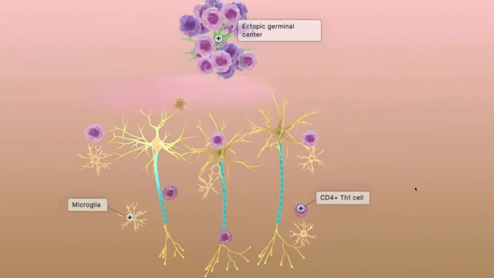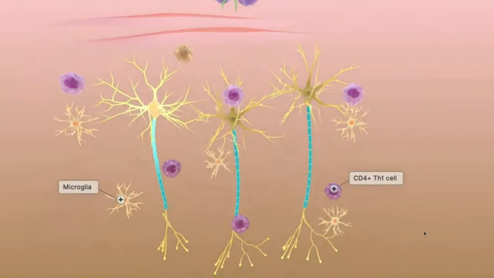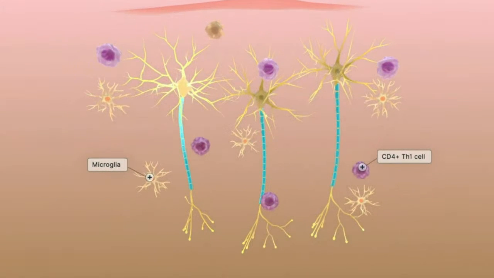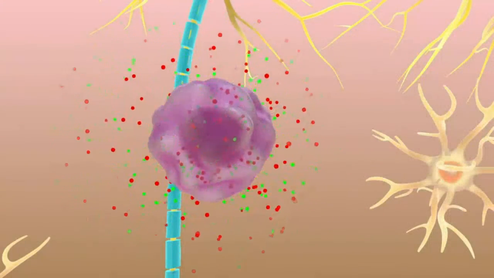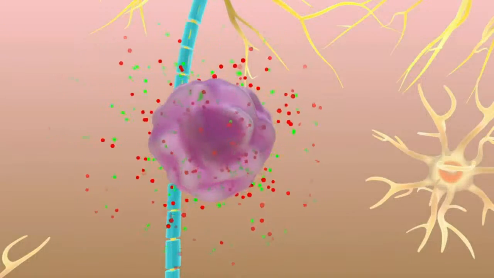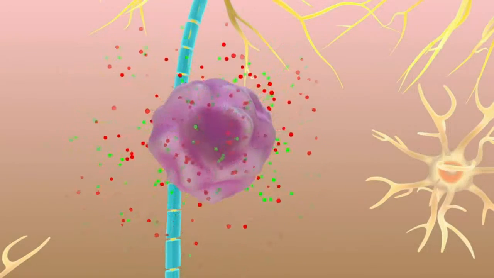Here you see an ectopic germinal center, which is a lymphoid follicle-like structure that forms in the cerebral meninges of patients with progressive MS, but typically is not seen in early relapsing remitting MS. In progressive MS, Th1 cells and microglia again contribute to neuroinflammation, releasing both pro-inflammatory cytokines and also reactive oxygen and nitrogen species that cause oxidative damage to cells of the CNS.